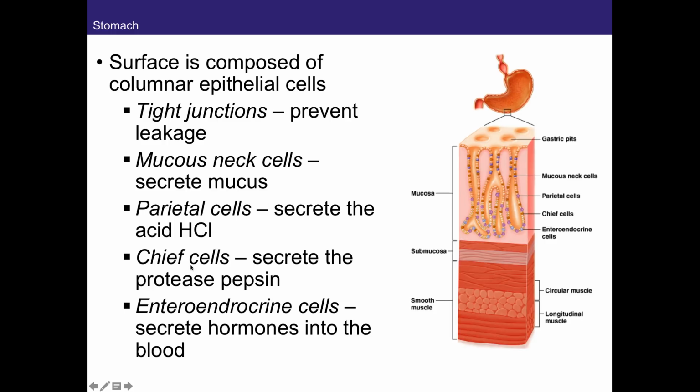Chief cells secrete pepsinogen. That's the precursor to pepsin, and it's the acid that actually converts pepsinogen to pepsin. So I can guarantee you guys there will be a question on what are chief cells, what are parietal cells? What do they secrete? And then the enteroendocrine cells are like the G cells. G cells secrete hormones like gastrin into the blood.